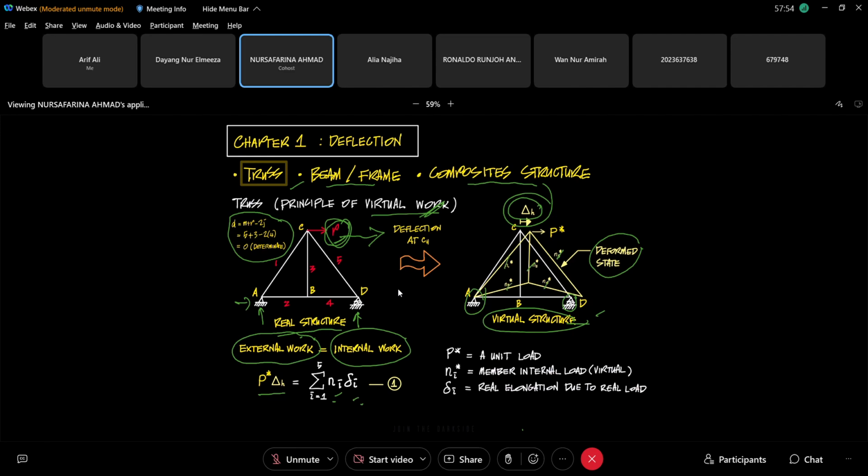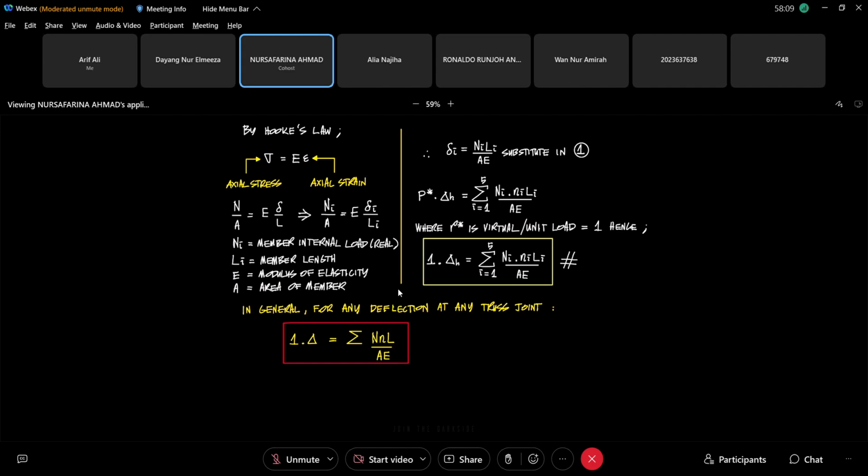Okay, setiap member ni akan ada elongation satu-satu. So you faham konsep stress and strain. Masa solid tu belajar, but belajar solid tu is fundamental for analysis. So this is application when you learn from fundamental.